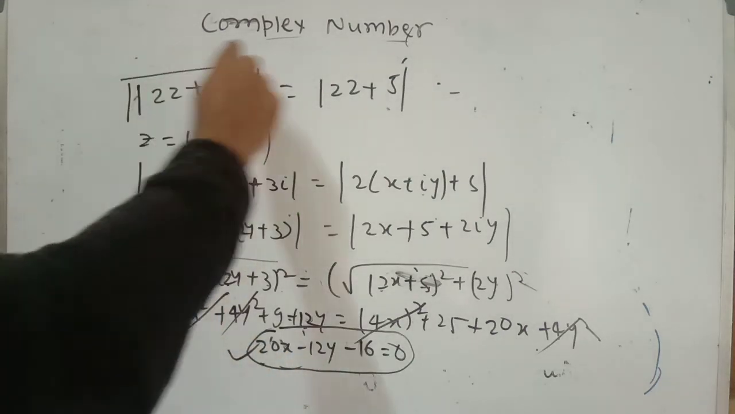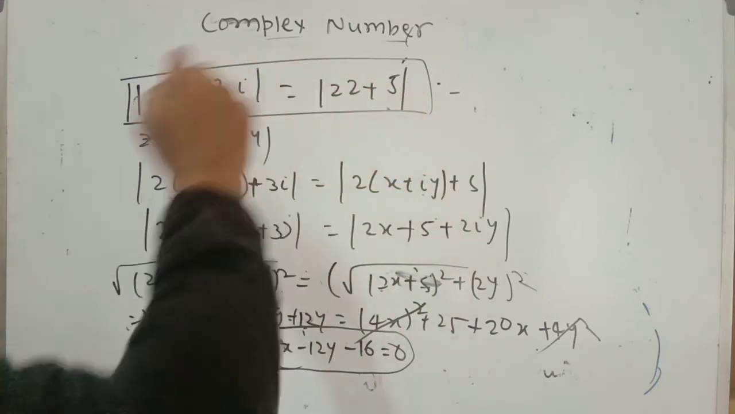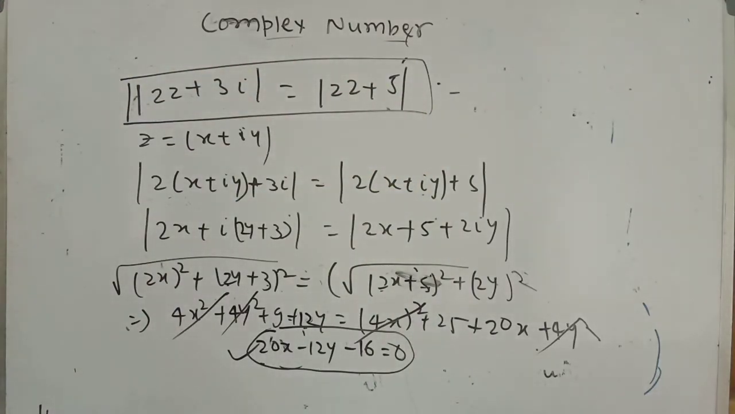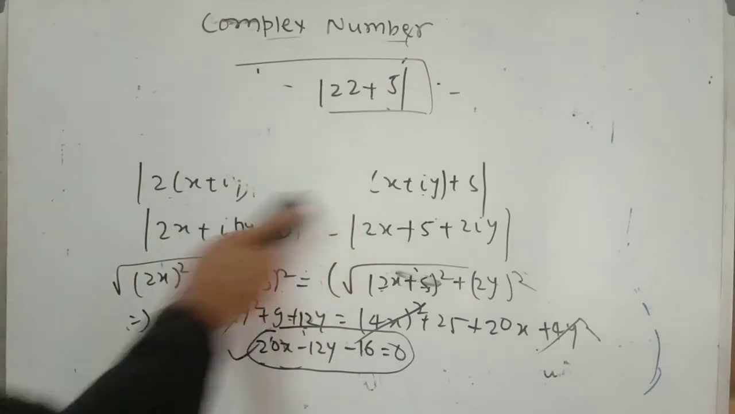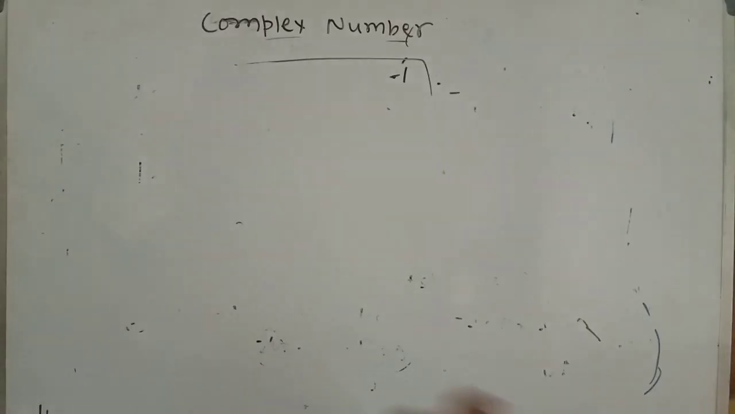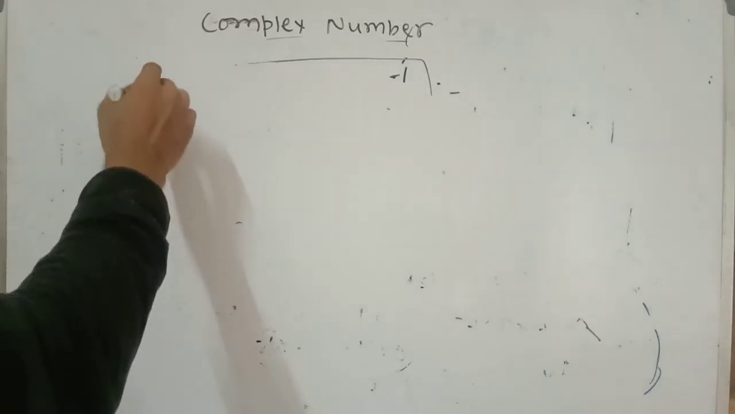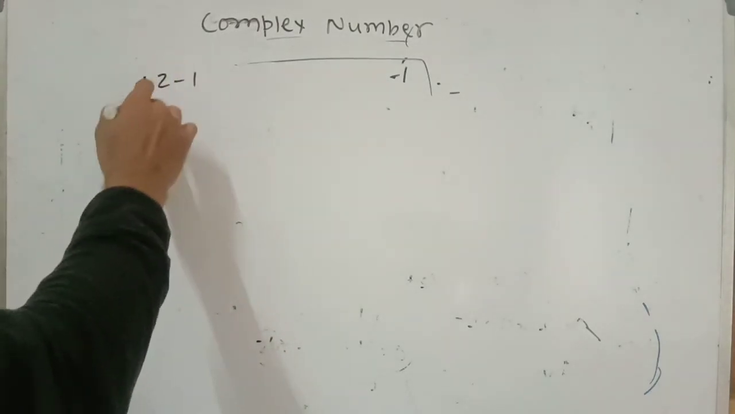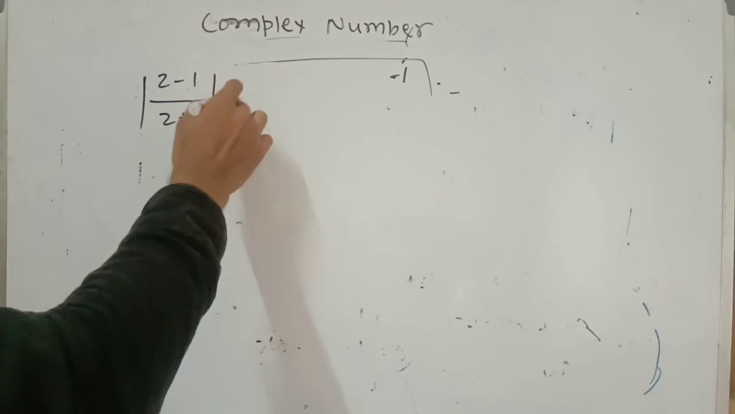So this type of equation of a complex number gives the locus of z as a straight line. Similarly, I am giving one more important example. Let us consider modulus of z minus 1 upon z plus 1 equal to 1.